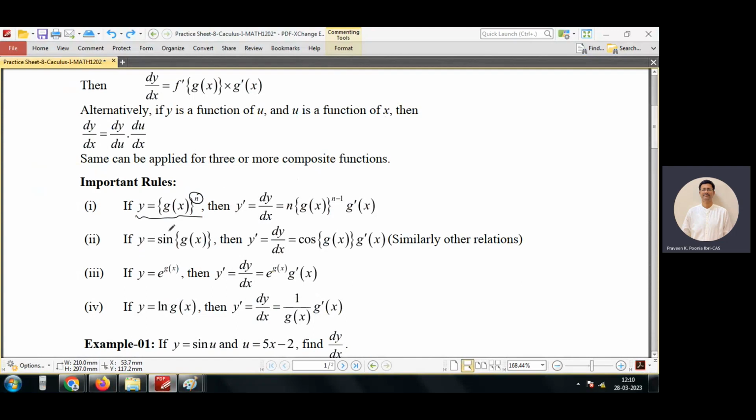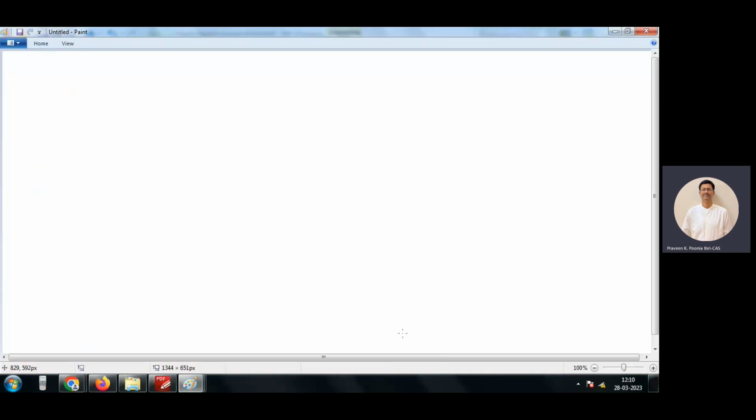So what are we going to do here? First, we are going to differentiate the power n. So you can see here n and g of x power n minus 1. Because here it is not x, what is written here? g of x. So you need to find the derivative of g of x separately. That I will explain to you with an example.